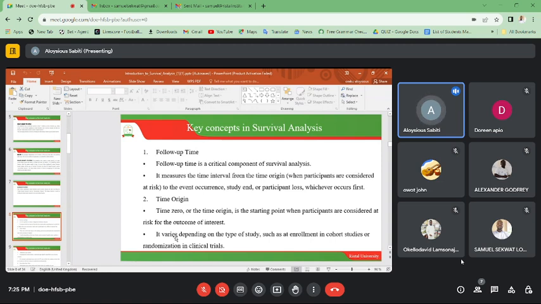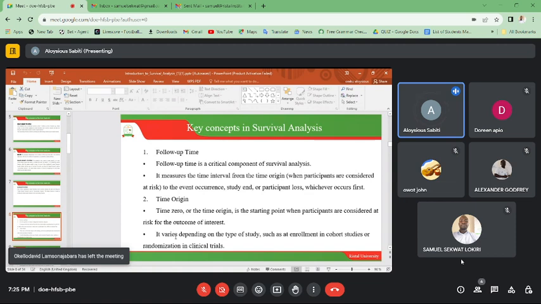And then the other key concepts in survival analysis include the follow-up time, meaning the follow-up time is a critical component of survival analysis because it measures the time interval from the time origin, when a participant is considered at risk of the event occurrence, to study end or participant loss, whichever occurs first.